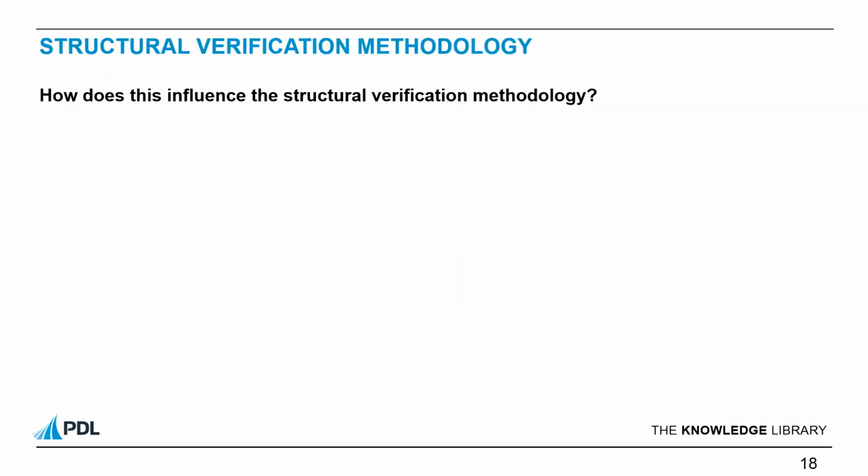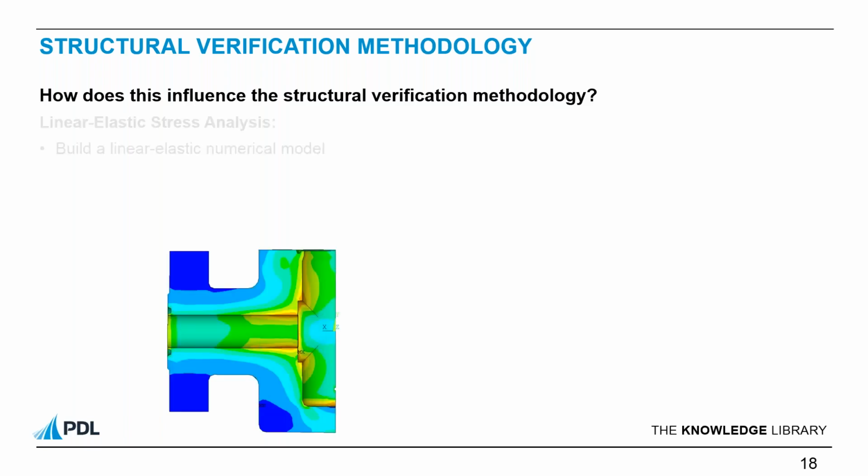Okay, so how does this influence the structural verification method? To understand this, we must first look at the common methods of assessment employed for low pressure systems. So the most common form of structural integrity check, particularly for complex geometries, is to use a numerical model to predict the elastic stress distribution in the component.